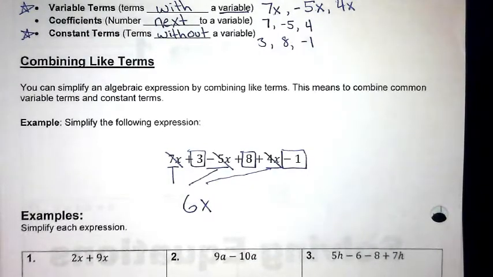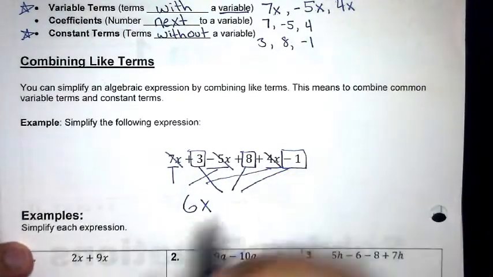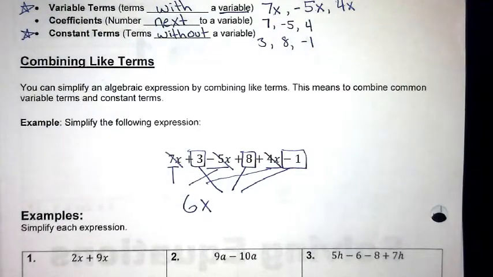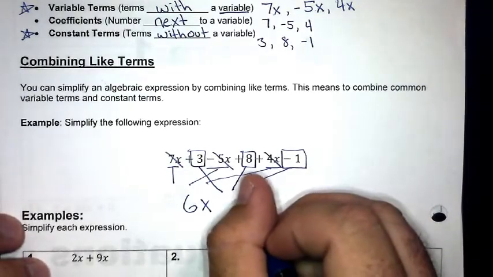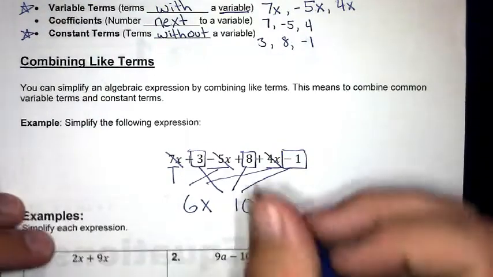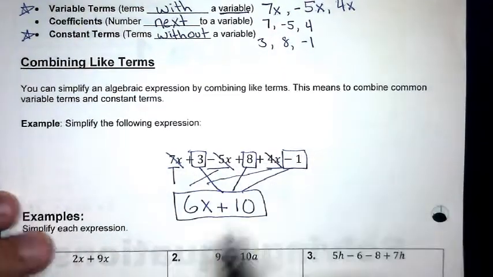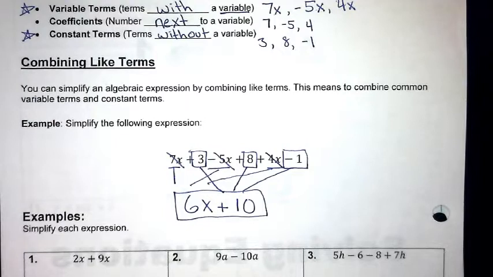So I'm left with just my constant terms: 3, 8, and negative 1. Combine them. Combine means what operation? Add. Add those three together. 3 plus 8 plus negative 1 gives me 10. When I combine them, did I get a positive 10 or a negative 10? Positive. So the operation in between the two will be addition. Bing, bang, boom.